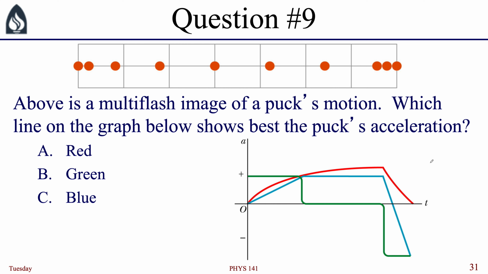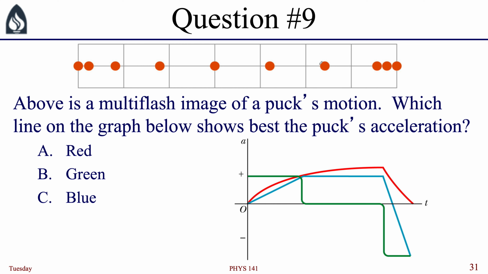Okay, so now that you've thought about this problem a little bit, let's take a look at these options. And let's take a look also at what the puck is doing. So first off, let's consider this middle region. In this middle region, there's about the same amount of distance between each one of these pictures. Since there's the same amount of distance, and we're assuming that these pictures are taken at equal time intervals, then that must mean that in this central region, the puck is traveling at a constant velocity.